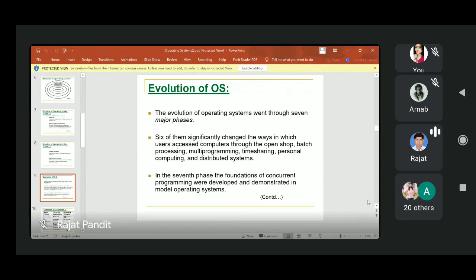Then the evolution of operating systems. The evolution of operating systems went through 7 major phases. Six of them significantly changed the way in which users accessed computers: open shop, batch processing, multiprogramming, time sharing, personal computing, and distributed system. And in the 7th phase, the foundations of concurrent programming were developed and demonstrated in model operating systems.